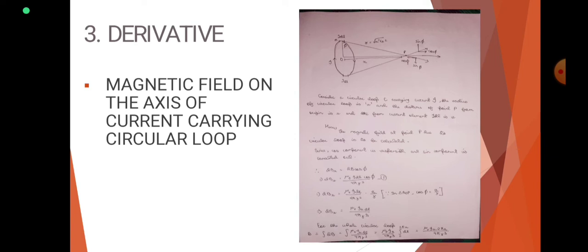The radius of the circular loop is a and the distance of point P from origin O is x. From the loop we have considered a small current carrying element I dl, and the distance from this current element to the point P is r. Here the magnetic field at point P due to the circular loop is to be calculated.